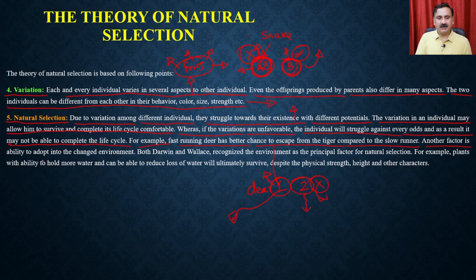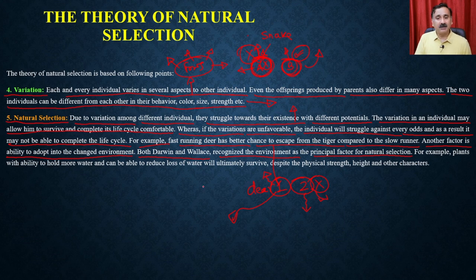Another factor is the ability to adapt to the changing environment. Both Darwin and Wallace recognized the environment as the principal factor for natural selection. So there are many times when you are very, very powerful, you are very strong, but you cannot adapt to the changed environment.